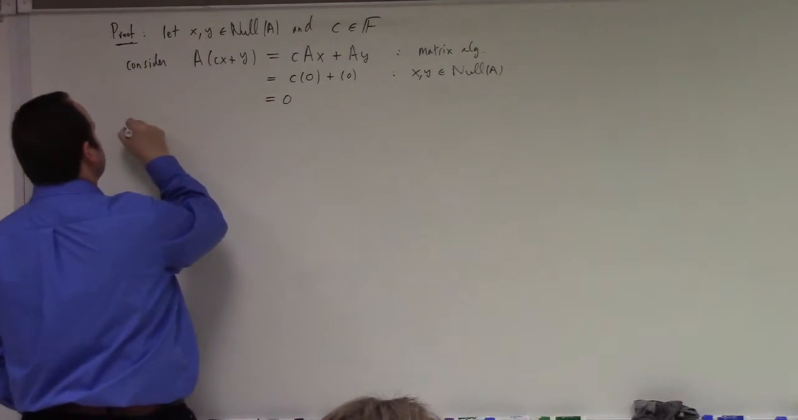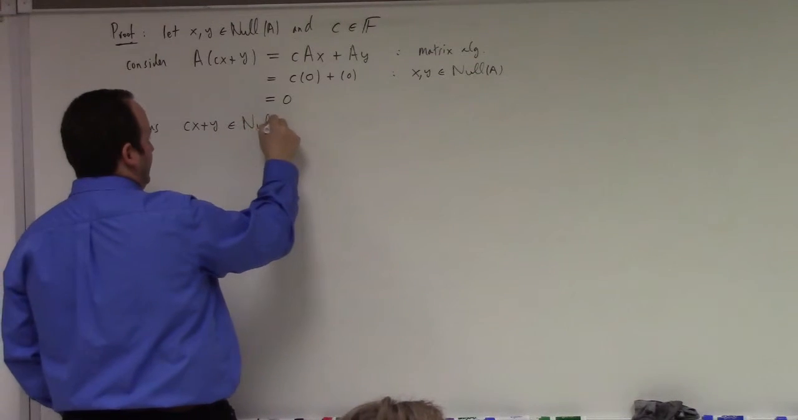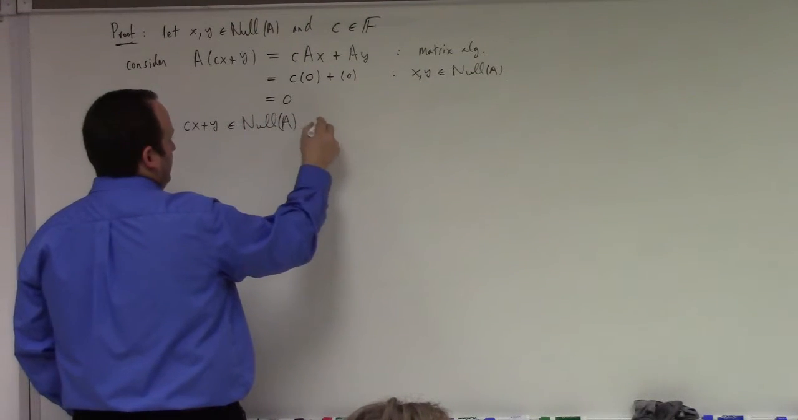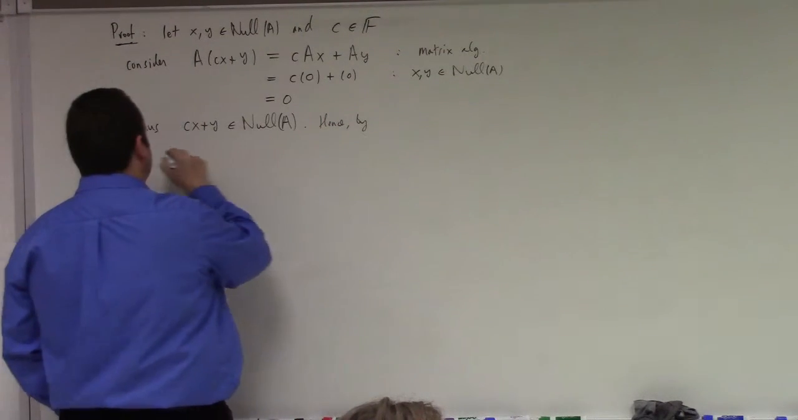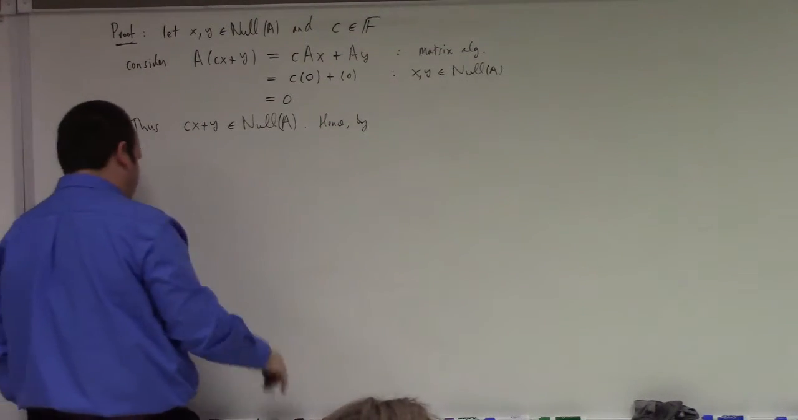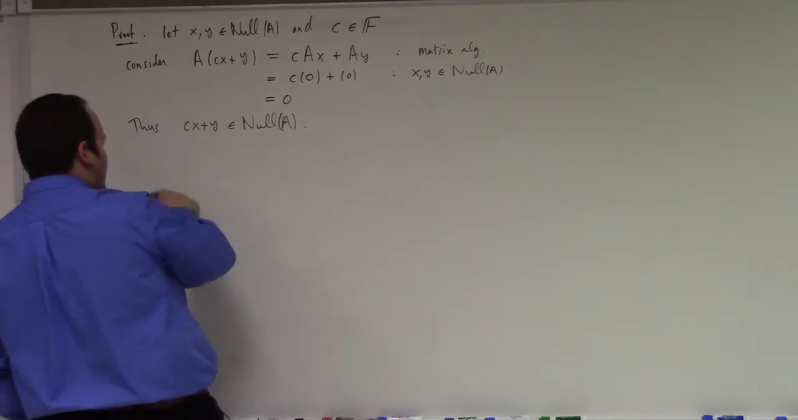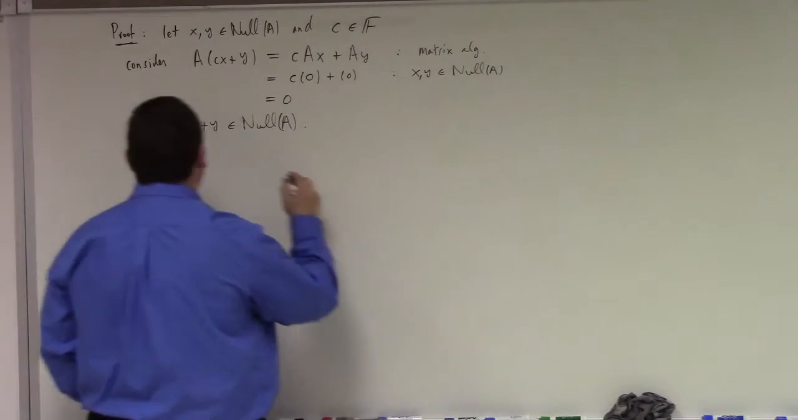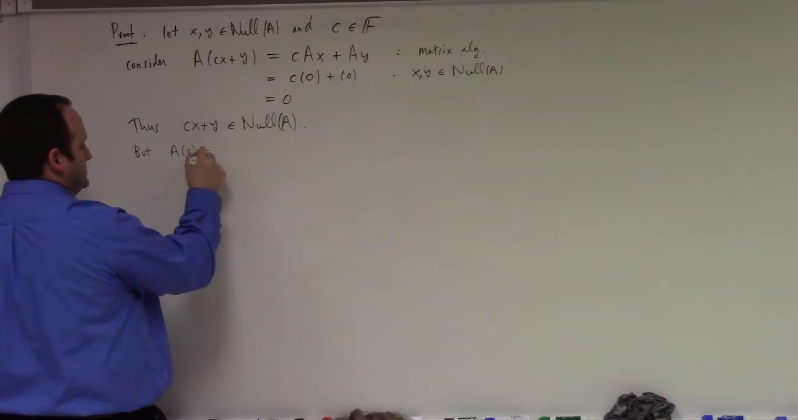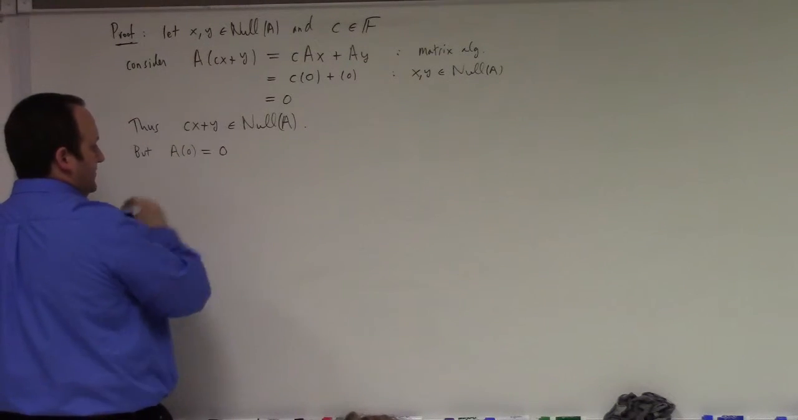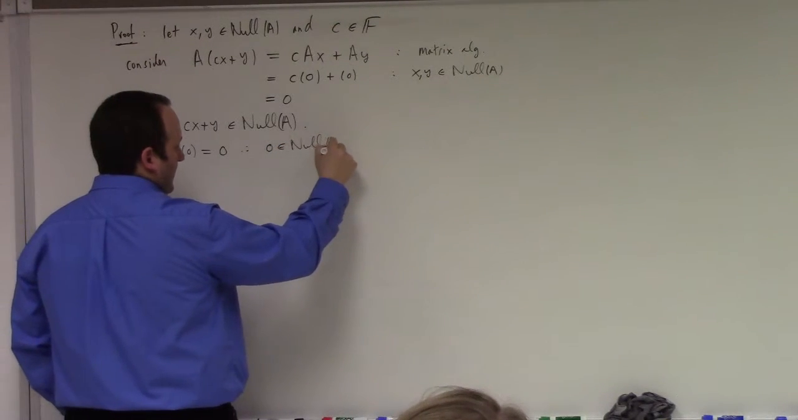So thus, cx plus y is an element of the null space of A, and hence by the subspace theorem. Well, I guess fine. I'm missing some detail. How do I know that the null space of A is non-empty? How about A times 0? That's 0. So therefore 0 is an element of the null space of A, which is non-empty.